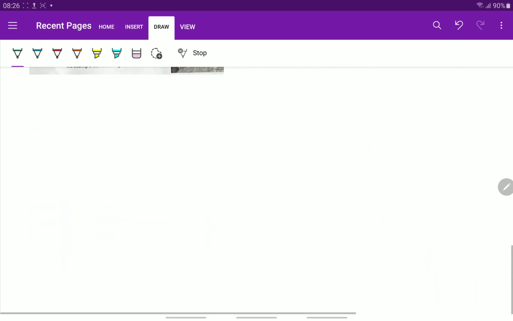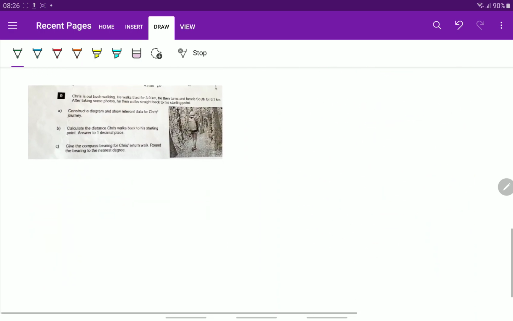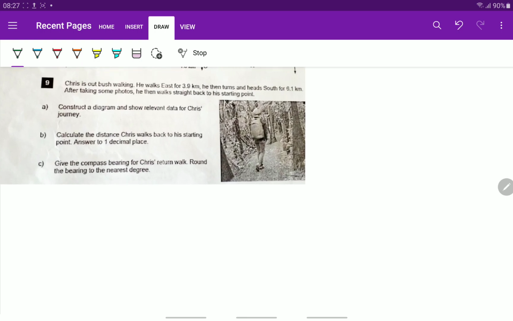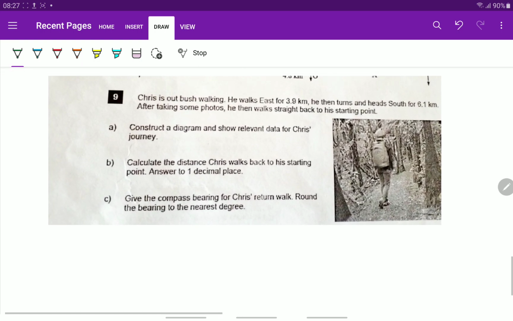Now let's look at one more question before we go, okay? This question, let me zoom in a bit. Chris is out bushwalking. He walks east 3.9 kilometers and then turns and heads south for 6.1 kilometers. After taking some photos, he walks straight back to his starting point.